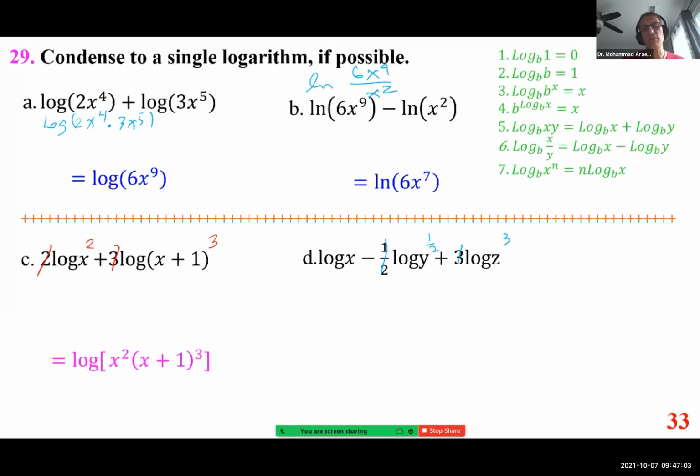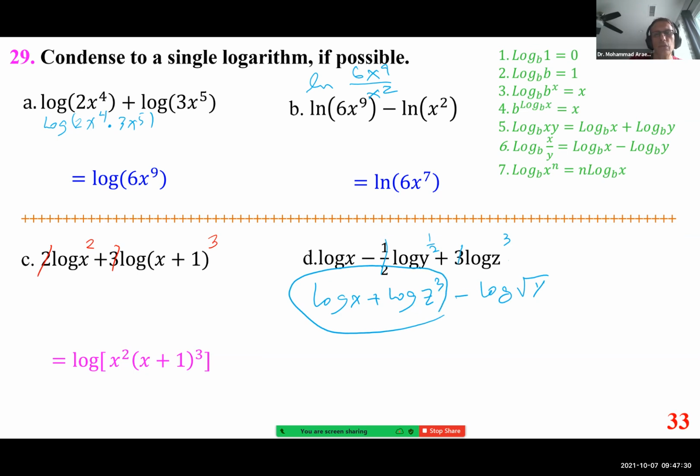And not that you have to make these changes, but I'm going to do that to make sure that you can follow. I can rewrite this as log x plus log z cubed minus log y to the power of 1/2. I'm going to put it as a square root.